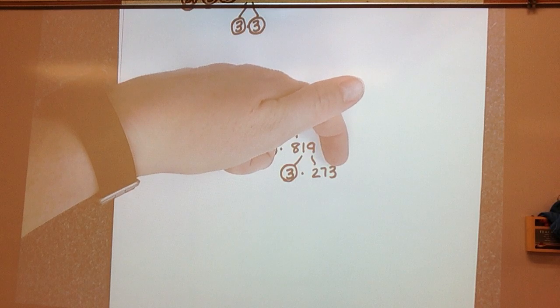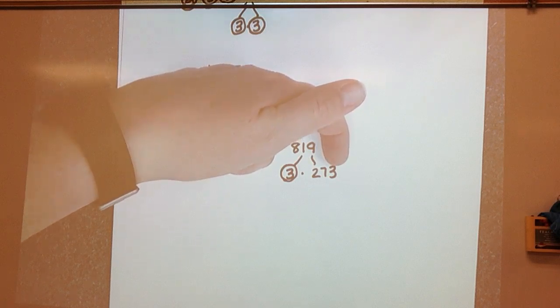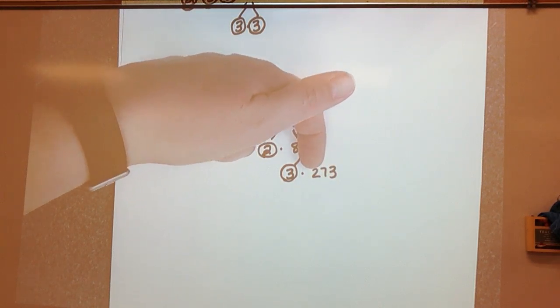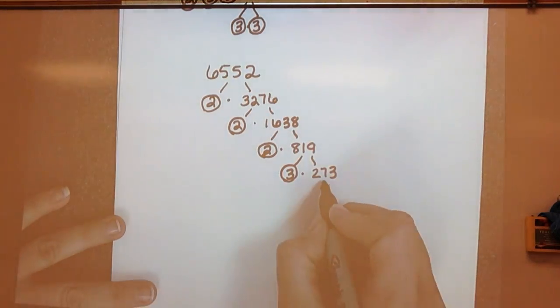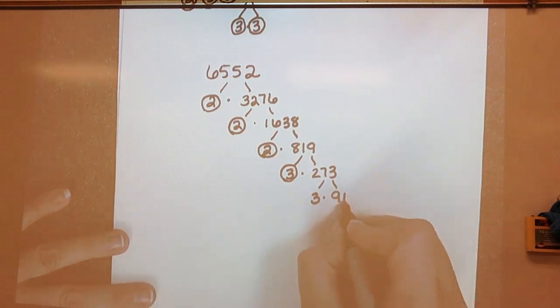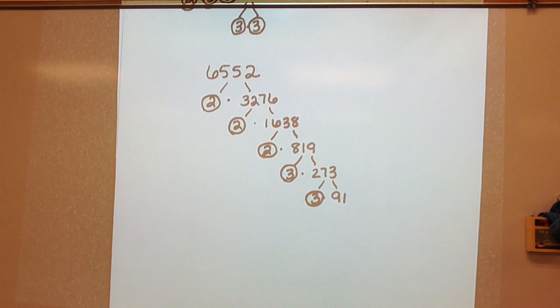It's not divisible by 2, by 5, or by 10. Let's see if it's divisible by 3. So 3 plus 7 is 10. 10 plus 2 is 12. 3 will go into 12, so this is divisible by 3. That would be 91. Okay. Let's look at 91. 91 is not divisible by 2. It's not divisible by 5. It's not divisible by 10. 9 plus 1 is 10. 10 is not divisible by 3, so 3 will not go into it.